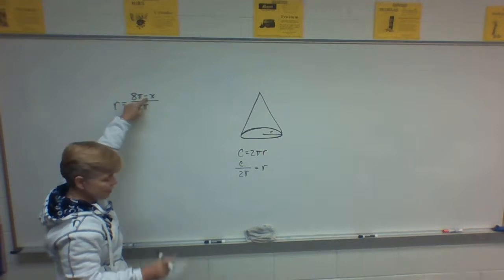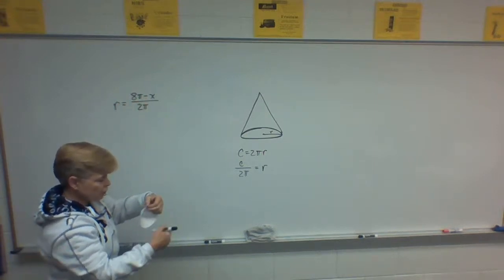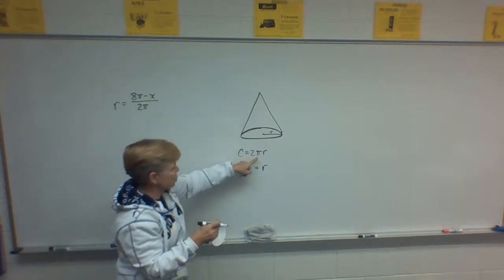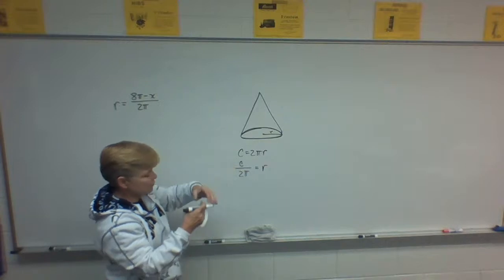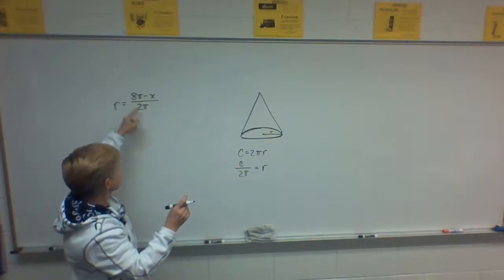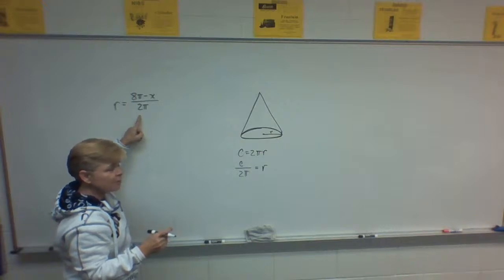We subtract out that arc length x, fold it up, and now we've got this circle whose circumference is 2 pi r. So we divide by 2 pi, and the r for our cone ends up being the circumference, which is 8 pi minus x, divided by 2 pi. Be tough to come up with on your own though, right?